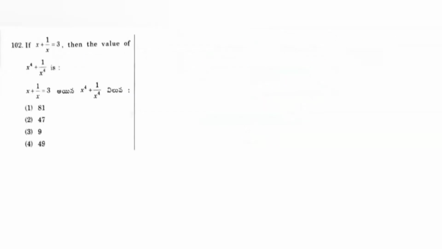Now coming to number 102 question. If x plus 1 by x is equal to 3, then the value of x power 4 plus 1 by x power 4 is dash. So given x plus 1 by x is equal to 3. So let us take this equation and write squaring on both sides.